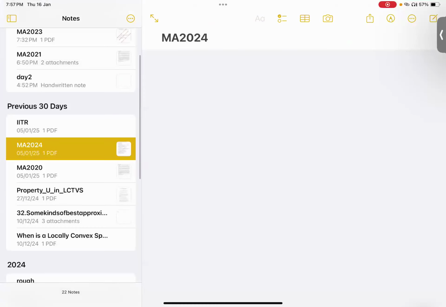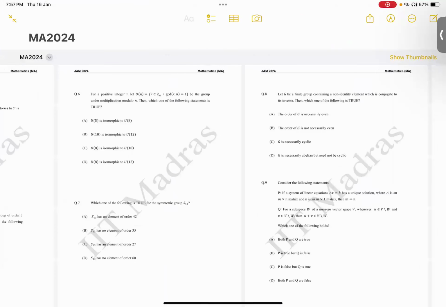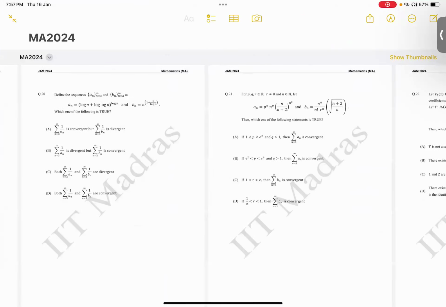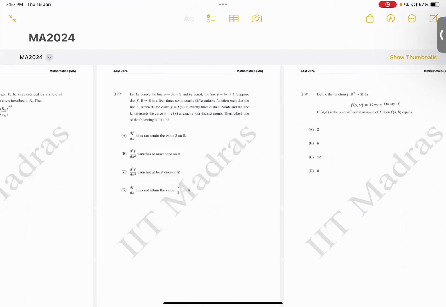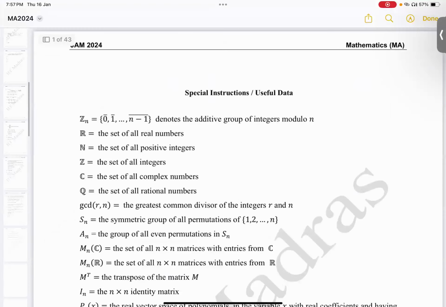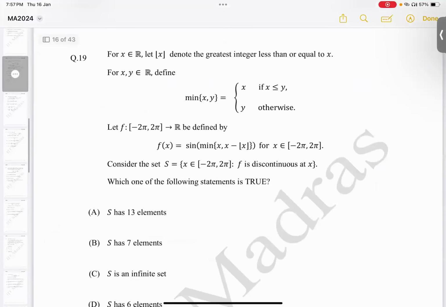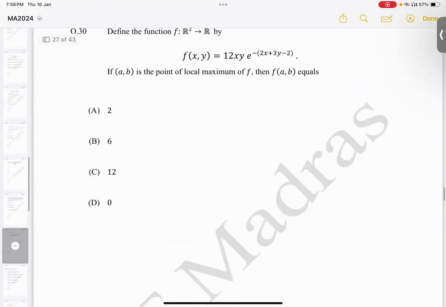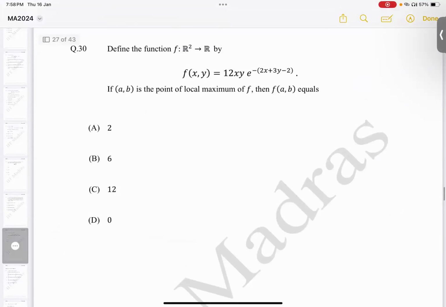In 2024, they have asked that suppose you have a function from R to R, and your function is this one. And they have given you that (a, b) is the point of local maxima of f. Then what is f(a, b)?